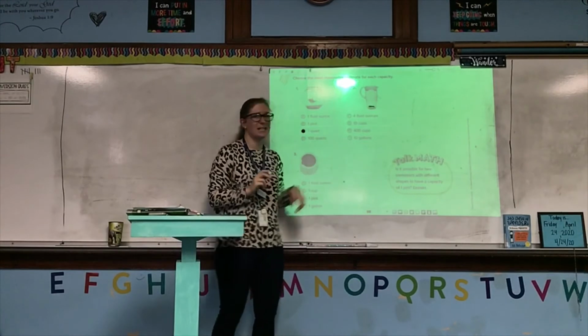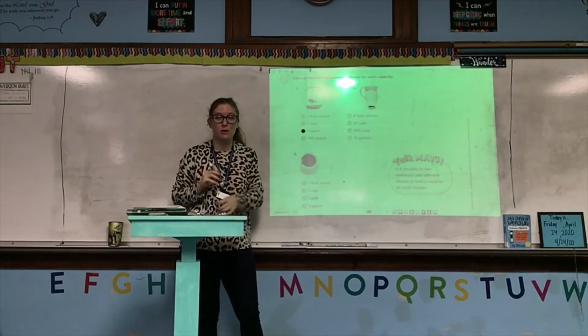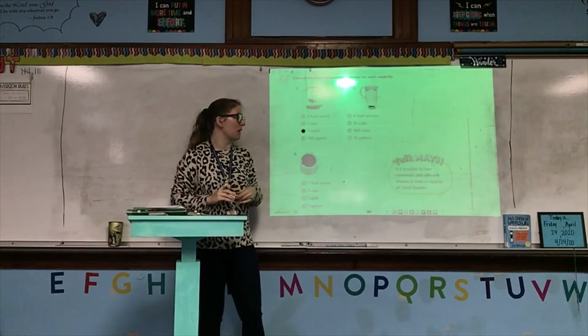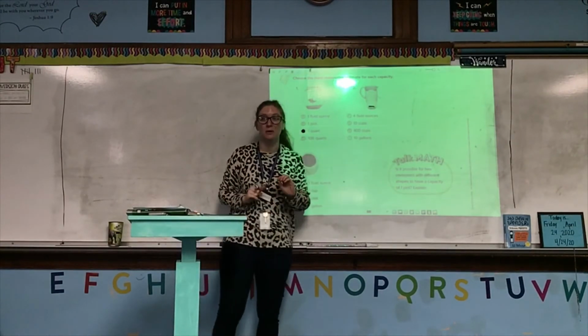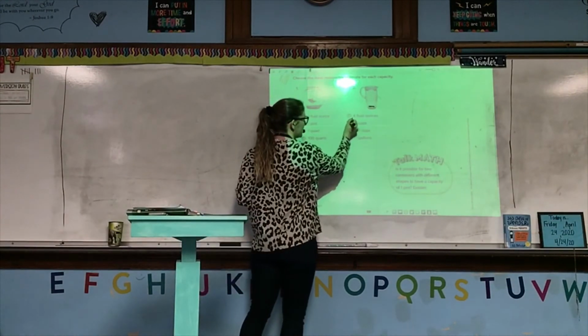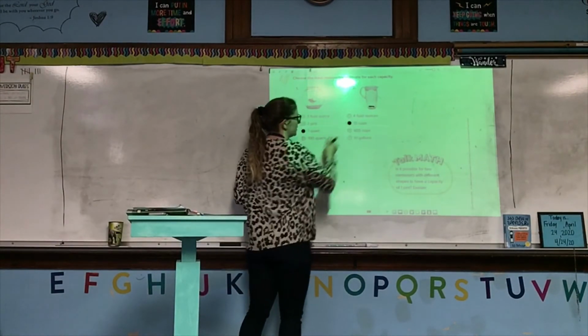400 cups and 10 gallons would be way too much. We'd be overflowing long before we even got through maybe even one group of those things. So G, 10 cups, is the most reasonable answer.